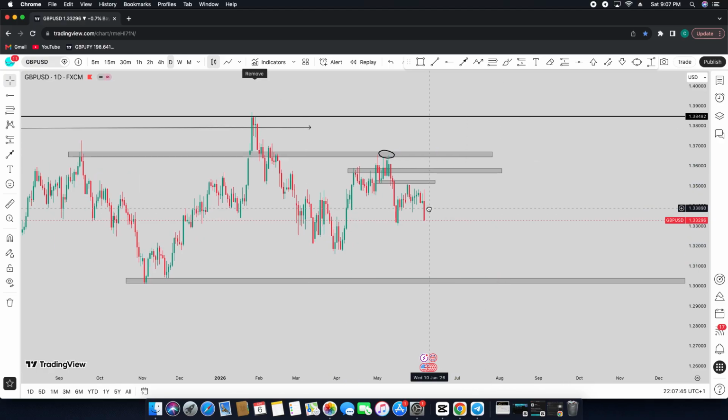The only way I would have taken this trade is if the market had tapped into this zone. I said this would have been a high probability trade for me, but this would just be okay. Let me play the market.